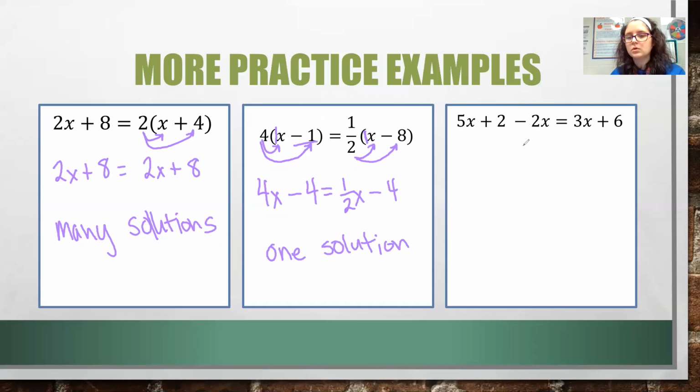Last example, okay? We don't have any distributive property, but we do need to combine some like terms. So 5x and a negative 2x, so 5x minus 2x is 3x. Bring down my plus 2 equals 3x plus 6. Okay, I have the same coefficients, but different constants. So this is no solution.